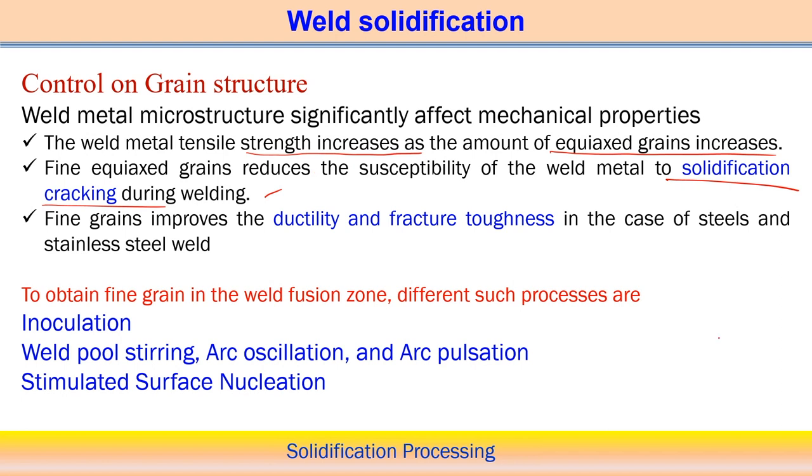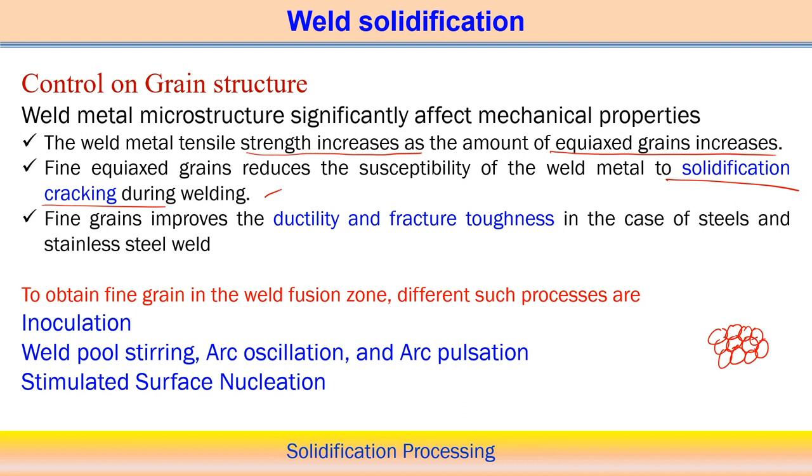Fine equiaxed structure means the overall size of the grains is more or less the same, and it is smaller as compared to a bigger grain size. And of course, fine grains improve the ductility and fracture toughness, all kinds of improvement, basically in the case of steel. It is beneficial to promote the fine grain structure in the welding process, because we can get so many benefits in terms of the mechanical properties of a welded component if we try to promote the fine equiaxed grain structure.